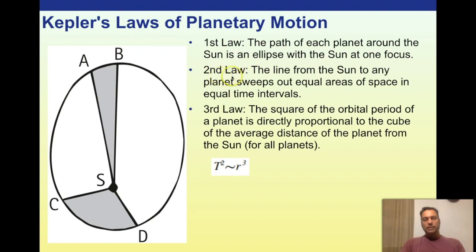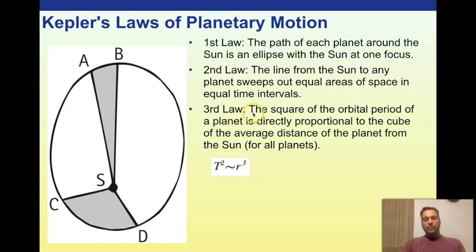Second law. Now this is a little more difficult. This is a geometrical argument, so be prepared for this. The line from the sun to any planet, so let's say here's the sun, and we're going to draw a line to the planet at, say, position B, sweeps out equal areas of space in equal time intervals. So in other words, if the period of time from B to A, this shaded area here, is the same amount of time as for it to go from C to D, these areas would be exactly the same. Okay? And we do, in fact, observe that to be so.